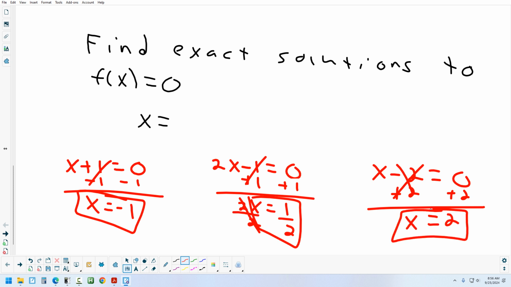Okay, so look at the 3 numbers we just got. -1, 1/2, and 2.